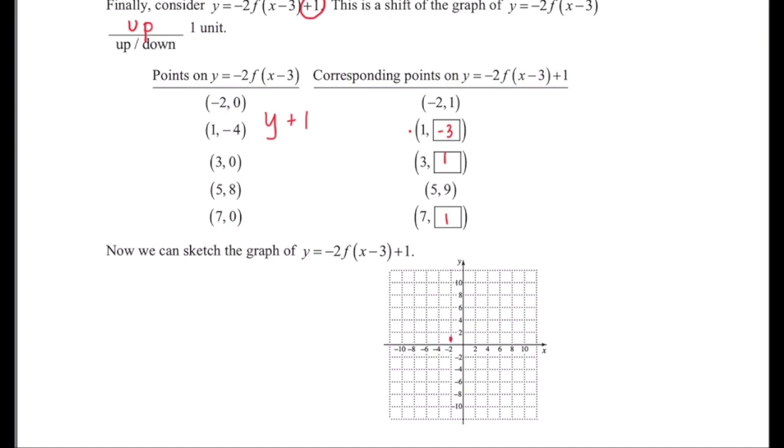Negative 2, 1; 1, negative 3; 3, 1; 5, 9; and 7, 1. So everything is shifted up 1 unit. So now we've put all the pieces together step by step, building from the very inside outward until we did the up and down piece very last. And this concludes our lesson on 2.5 regarding transformations of functions.